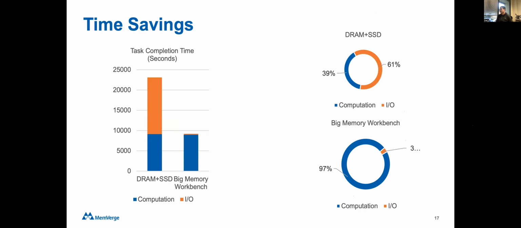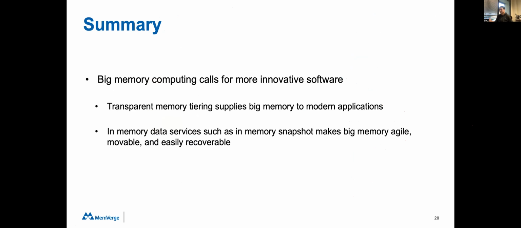As a result, we're able to cut the running time of our typical pipelines by more than 60%. And the main cut is thanks to removing the disk IOs by replacing them with instantaneous in-memory snapshots. Okay, so that's basically what I want to go over.